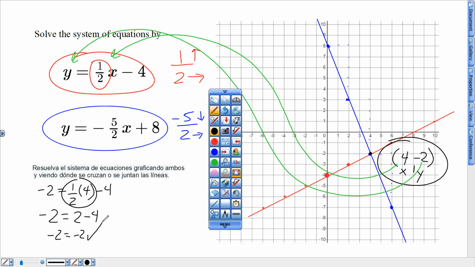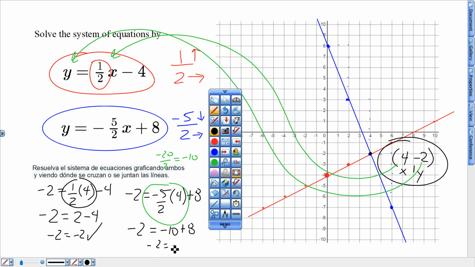If I plugged into the next one, -2 for that one's Y. This one's definitely harder. -5/2 times 4. Remember, this will give me -20/2, which is -10. So what happens there, you get -2 equals -10 plus 8. And yes, that is a true statement. All right, one more, here we go.